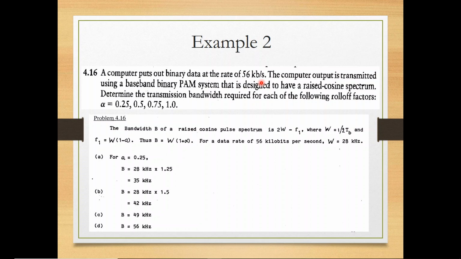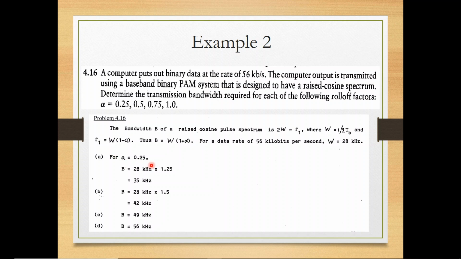How to find RS from this? RS is equal to RB over log 2 of the number of levels I have. How many levels do I have? 2, because it's binary. Binary takes only 2. So you have the bit rate over 2. Then you get 28. This is the bandwidth W. After that, you substitute it here, 1 plus alpha.